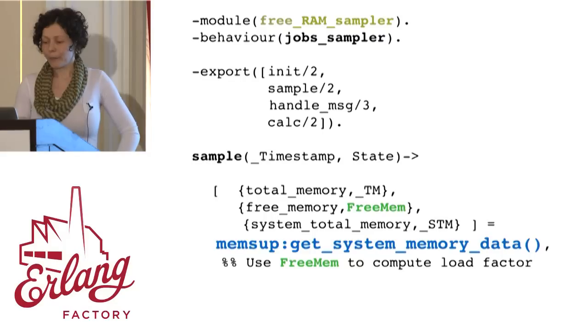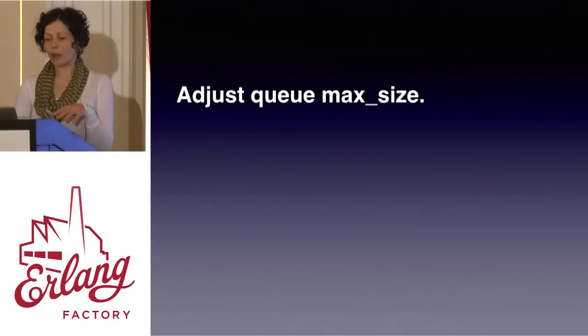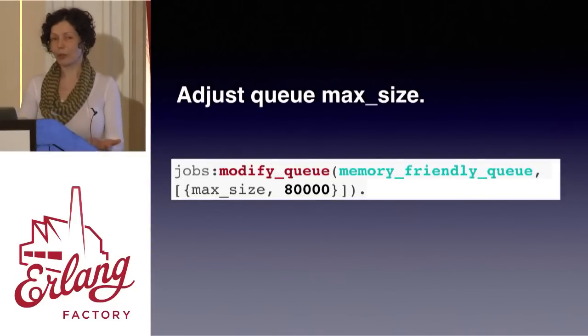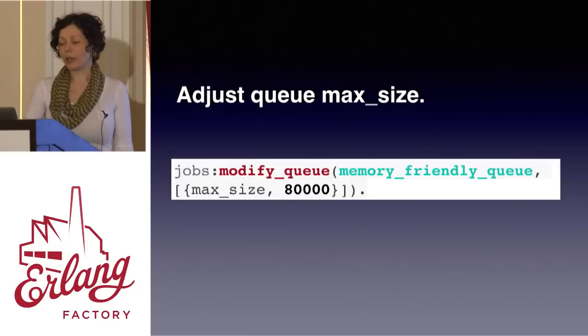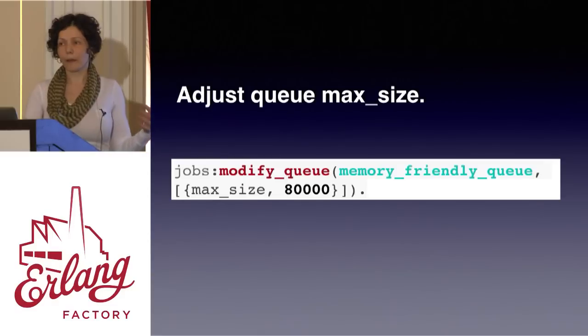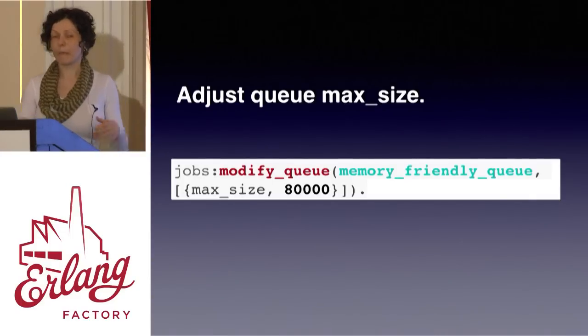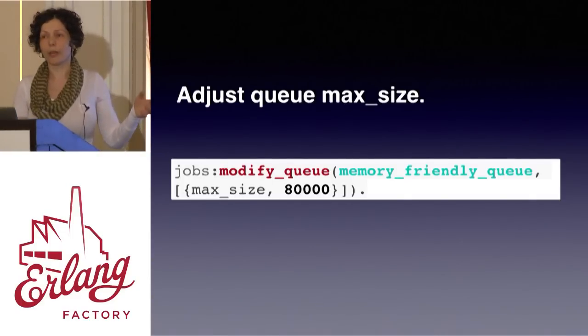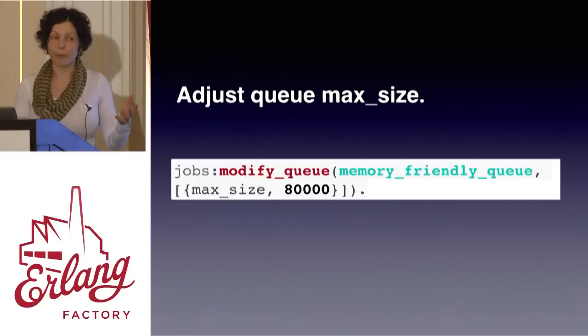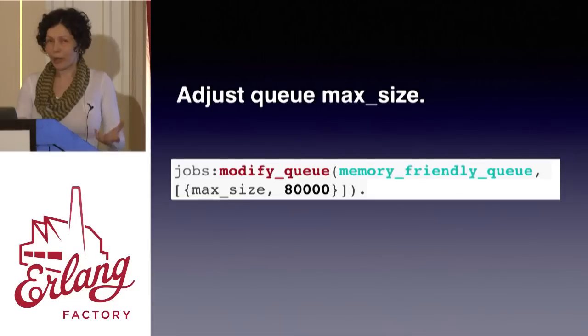So now the question is actually how do we adjust max queue size on the fly? And this is how we can do it. We call jobs modify queue, and we'll modify our memory-friendly queue to have a different max size than we had in our configuration, if you remember. So now max size is going to be something different. We can change it on the fly based on the results we get from our free RAM sampler. But how do we actually do it on the fly using the jobs framework?